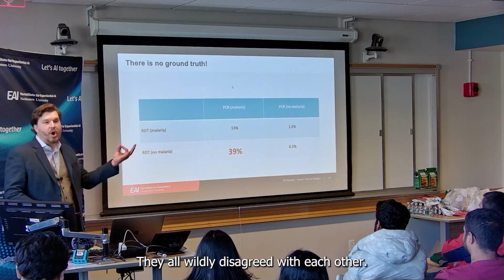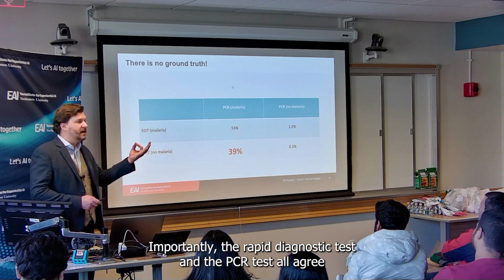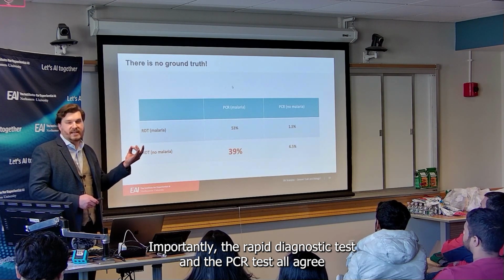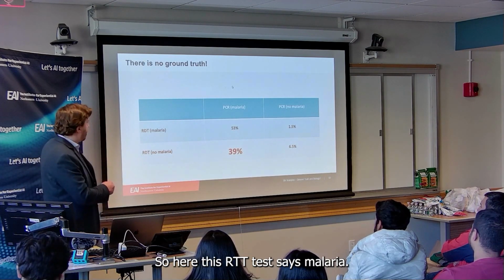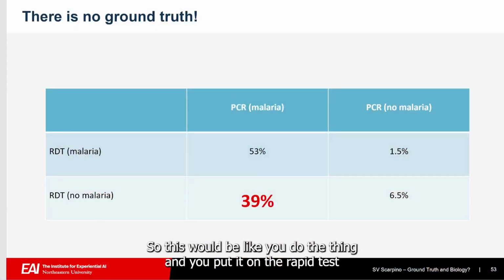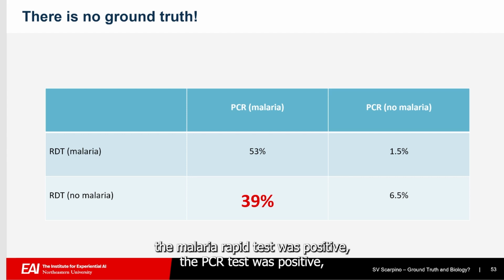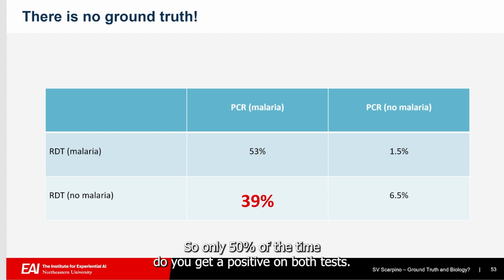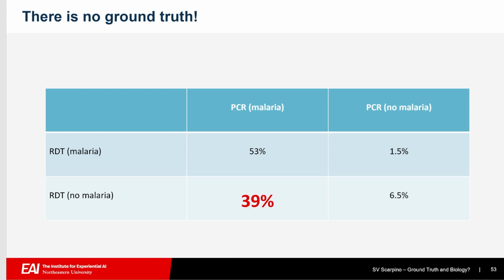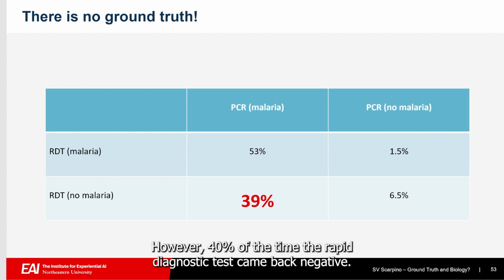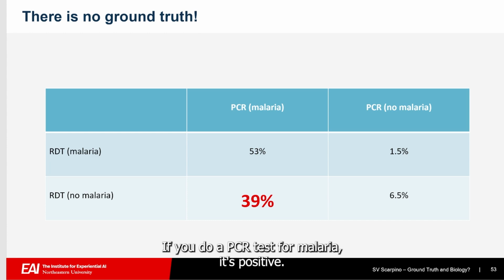Here's what happened. They all wildly disagreed with each other. Importantly, the rapid diagnostic test and the PCR test all disagreed with each other. So here, this RDT test says malaria. So this would be like you do the thing and you put it on the rapid test and you have COVID. Then you go get a COVID test. So 50% of the time that the malaria rapid test was positive, the PCR test was positive. That's actually already not very good, right? So only 50% of the time do you get a positive on both tests. However, 40% of the time the rapid diagnostic test came back negative, if you do a PCR test for malaria, it's positive.